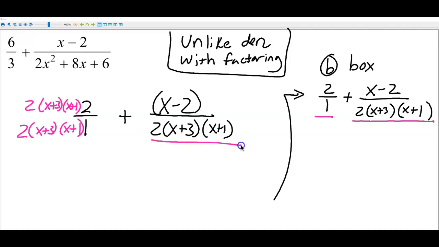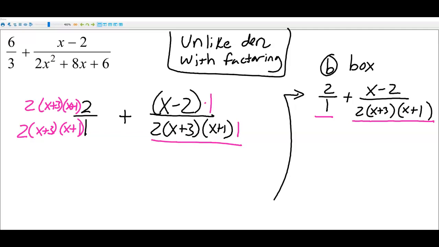This side over here, does it need anything? You could put a 1. You don't have to, because ones don't really do anything, but technically if you want it to look the same, you can put a 1 there, but it's not going to do anything in the end.